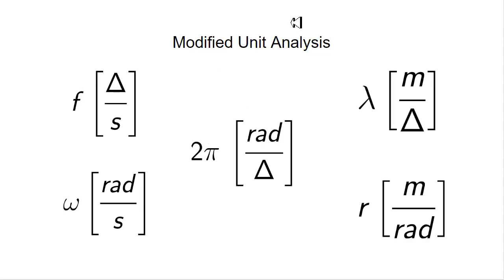In modified unit analysis, the units of cyclic frequency are cycles per second. The unit of angular frequency is radians per second. The units of wavelength and the circumference of the circle are meters per cycle. And the units of radius are meters per radian. And 2 pi is not unitless in modified unit analysis. In modified unit analysis, 2 pi has the units radians per cycle.